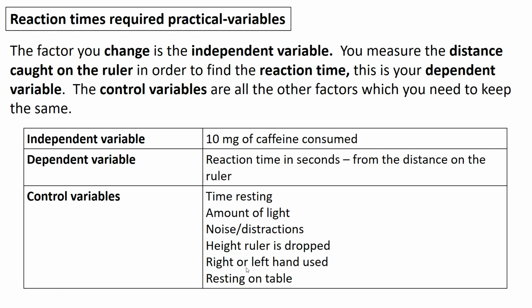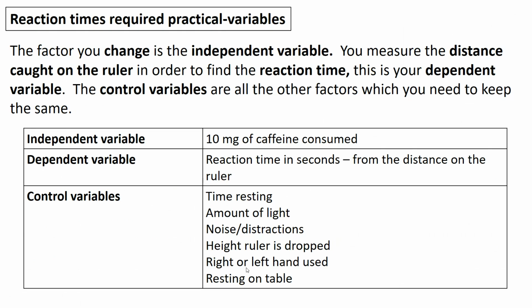So if you're doing caffeine consumed, there are lots of different control variables, not just in the other things that you could do, for example, if you've eaten glucose, but also in the way you've carried out your investigation. So the height the ruler is dropped from, whether you use your right or left hand, or your dominant hand or your less dominant hand, if you rest your arm on the table or not, all of these factors need to be controlled. So it's a really good investigation to make sure you understand exactly which variables you're changing, measuring, and controlling.